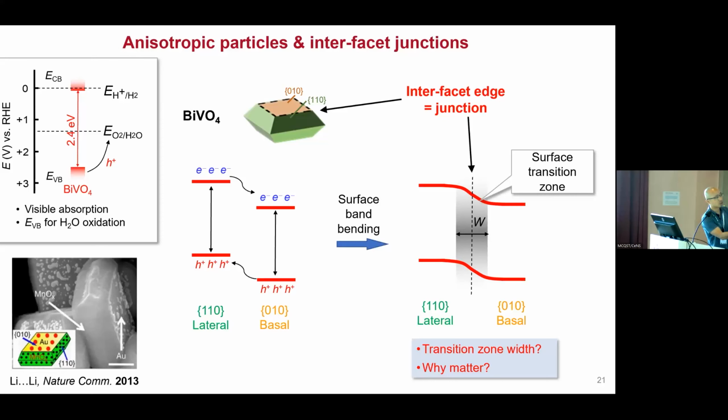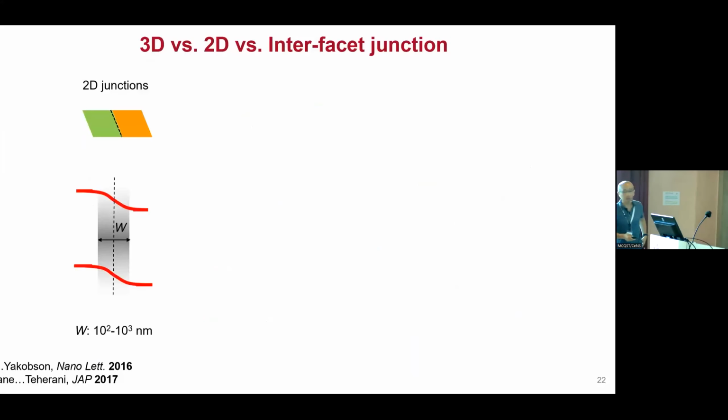Now, you may wonder why the width of this transition zone would matter, okay? Why would it be important? Let me tell you. If you have a two-dimensional material, two different semiconductors that meet at a line, it's known that this transition zone of energy band bending is about hundreds to thousands of nanometers in width. Now, if you have a three-dimensional junction, it turns out the width is only about a few nanometers in size.